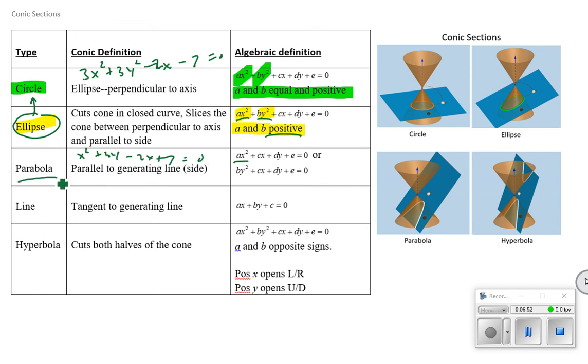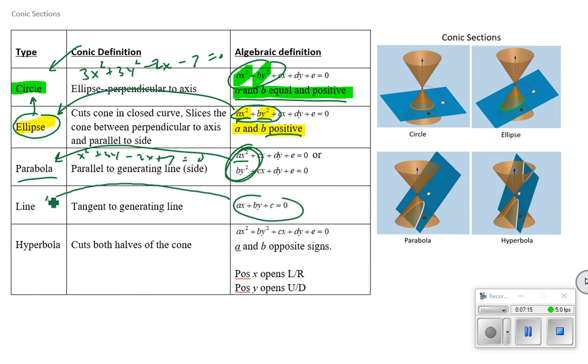Then it's a parabola. One square is a parabola. Two squares, x squared and y squared, if A and B are equal and positive, it's a circle. If A and B are positive but different, we're going to say it's an ellipse that's not a circle. If you have only one squared term, only x or y, it's a parabola. If you have no squared terms, what you remember from what we did before spring break, that's a line.